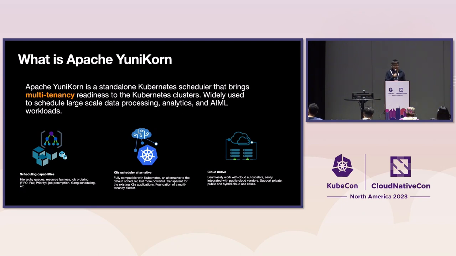It's been widely used to schedule large-scale data processing, analytics and ML workloads. Right now, we have been operating really large-scale workloads on Unikorn already. It comes with a lot of scheduling capabilities, such as hierarchical queues, resource fairness, job ordering, job preemption, and gang scheduling. You may have heard many of these terms. Unikorn comes with all those features, and it can also be very easily integrated into Kubernetes clusters with different cloud vendors. Actually, a lot of use cases with Unikorn work with cloud vendors' clusters, with autoscaler, even with Karpenter.